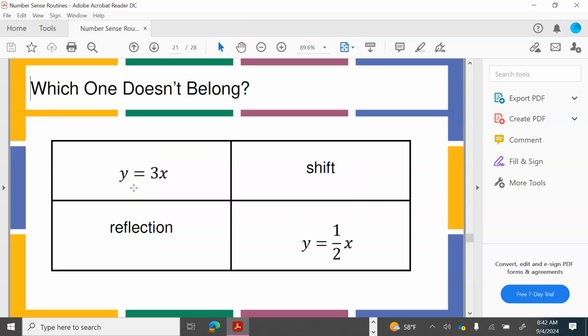Another, which one doesn't belong. So take a second, look at these, and decide which of these don't belong and why. Okay, these aren't something that deals with the reflection. There is no reflection being seen, so that would be why that one doesn't belong. What was another one?